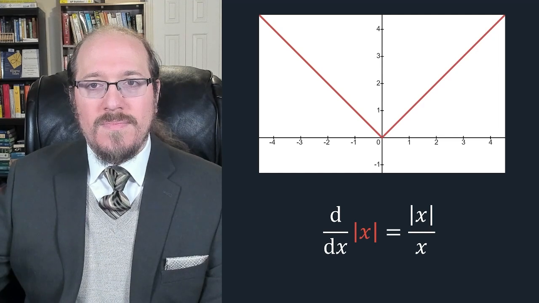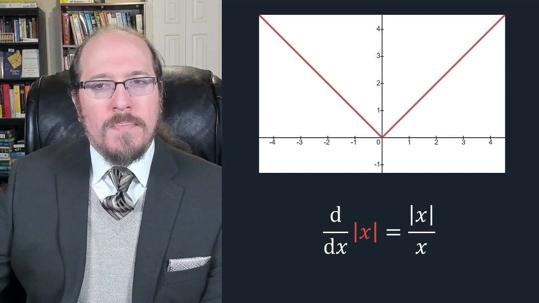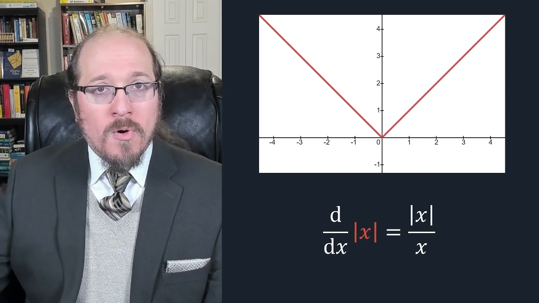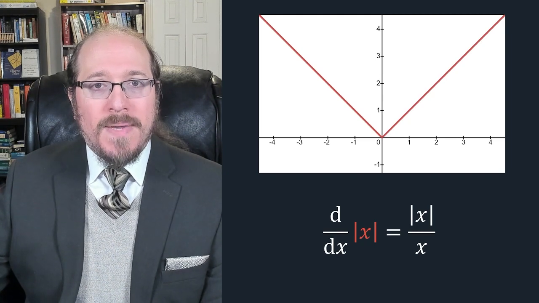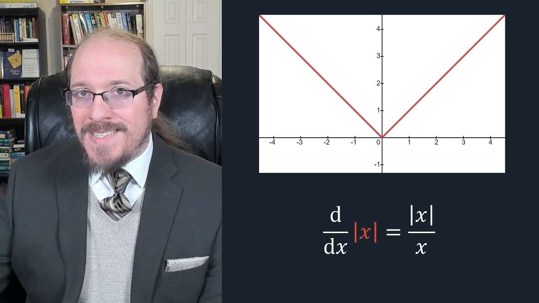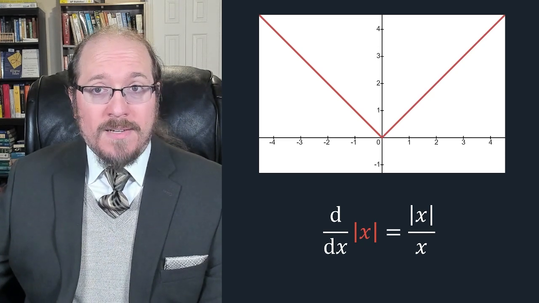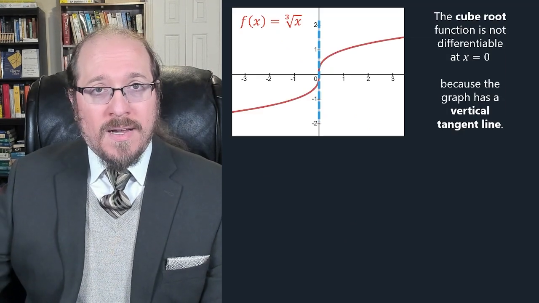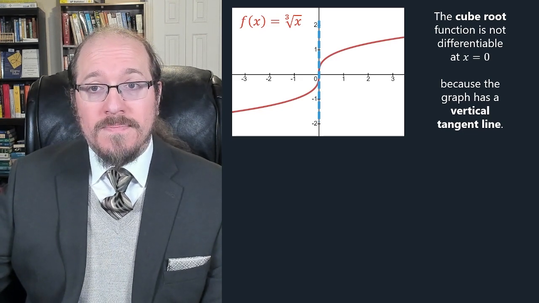Notice that the graph of absolute value of x has a sharp corner at the point where it fails to be differentiable. A sharp corner is a telltale sign of a function not being differentiable, because the slope is changing very suddenly. There are other ways that a function could fail to be differentiable as well. Besides a sudden change in slope, you might have a place where the tangent line is vertical, so its slope is undefined. An example might be the cube root function.